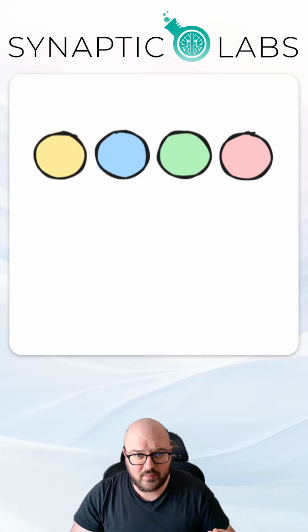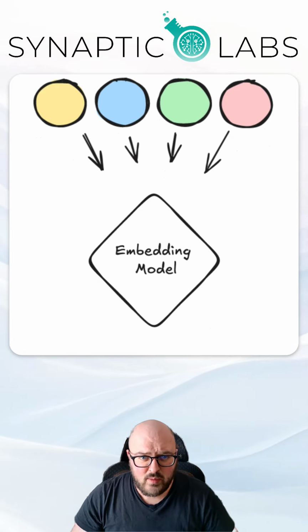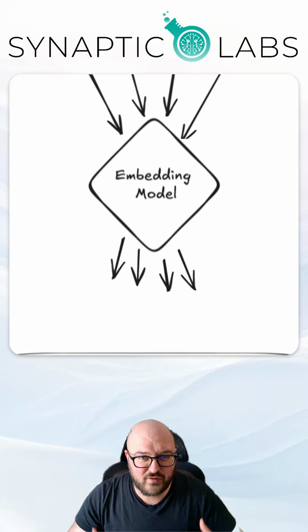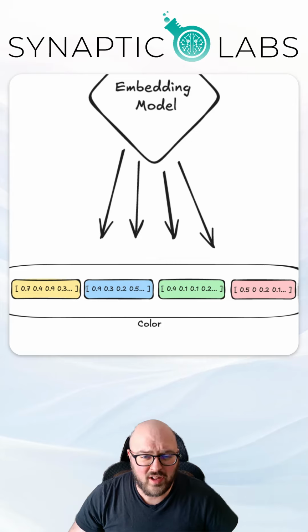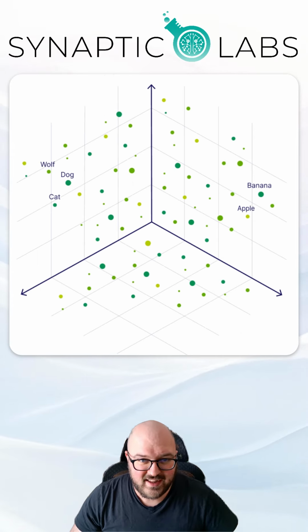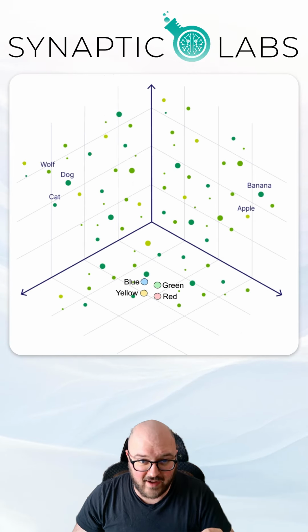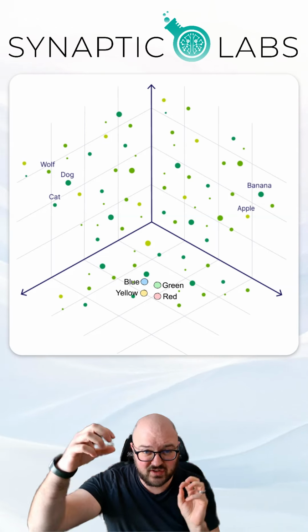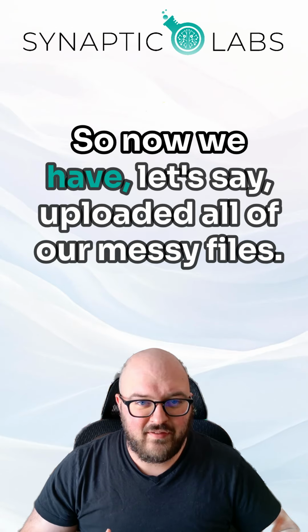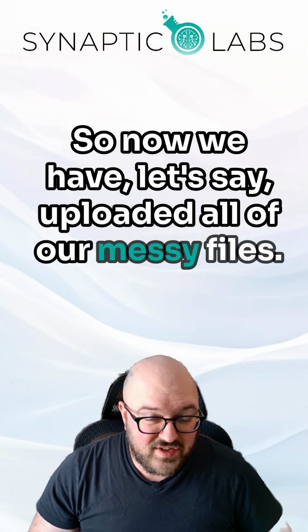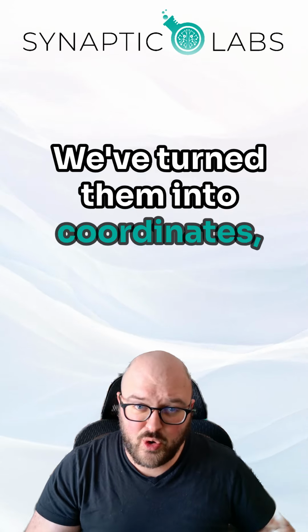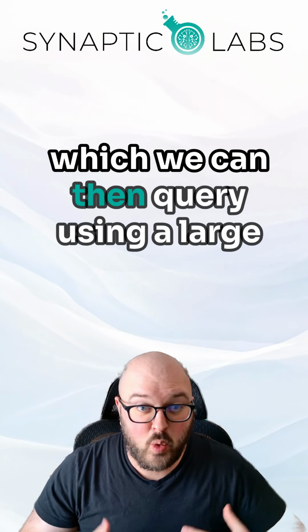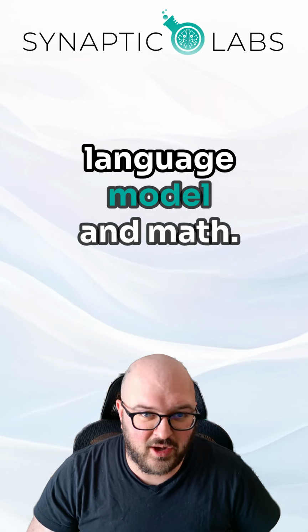We run those through something called an embedding model, which all that is doing is converting it to math, more or less a set of coordinates that it's going to be putting on a graph. You can imagine now where we have all these colors in a three-dimensional space, right? So now we have, let's say, uploaded all of our messy files. We've turned them into coordinates, which we can then query using a large language model and match.